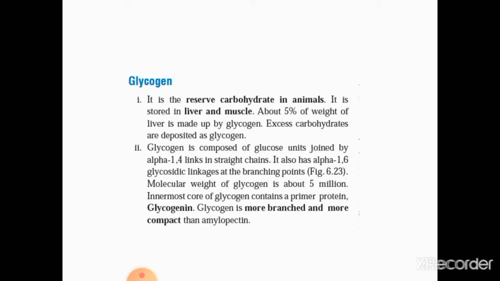Next you need to explain about glycogen, that is the reserve carbohydrate in animals. Glucose is stored in our body as glycogen. It is stored in liver and muscles. About 5% of the weight of the liver is made up of glycogen. Excess carbohydrates is deposited as glycogen. Glycogen is composed of glucose units joined by alpha 1,4 links in straight chains, and also alpha 1,6-glycosidic linkages. So you need to compare the linkages and how it is acted upon with the help of enzymes.